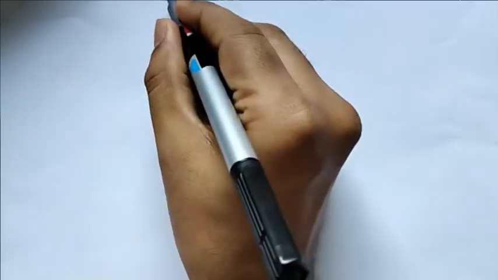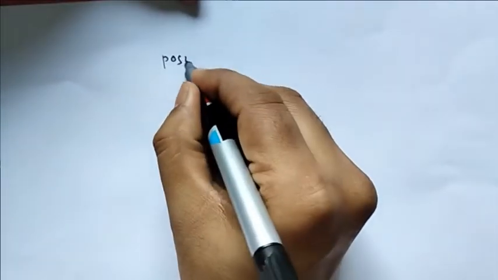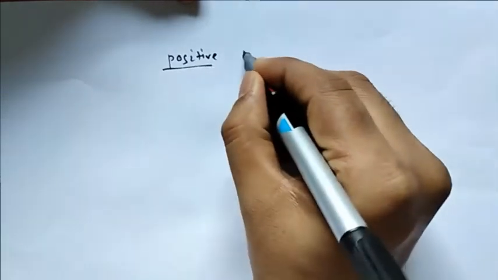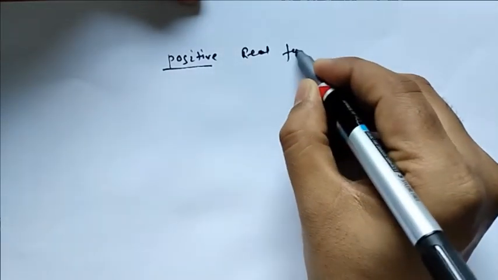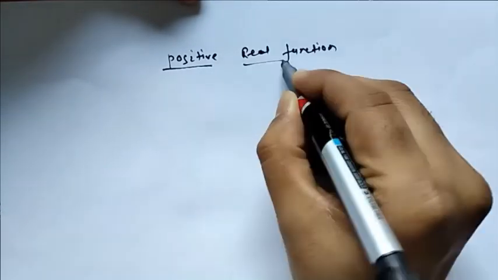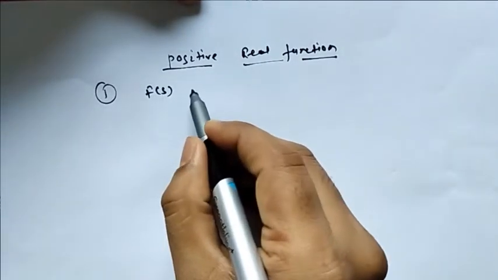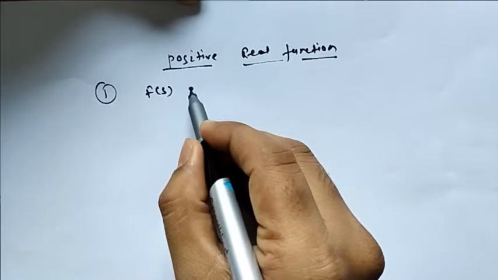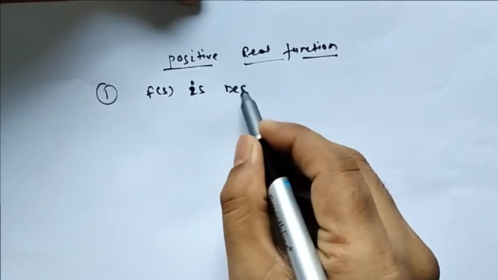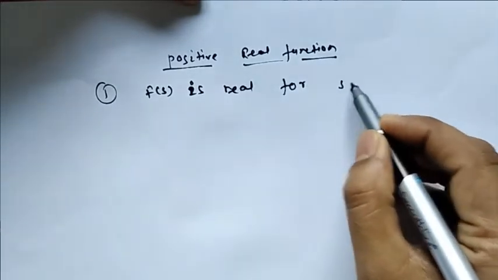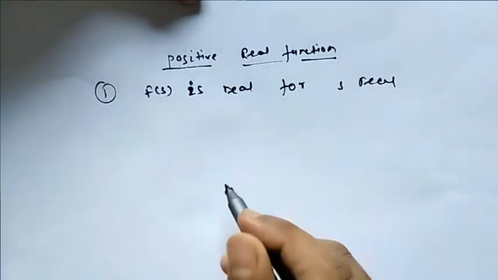Today we are going to study positive real function. Now what is the positive real function? First statement, F(s) is real for s real. What does it mean?